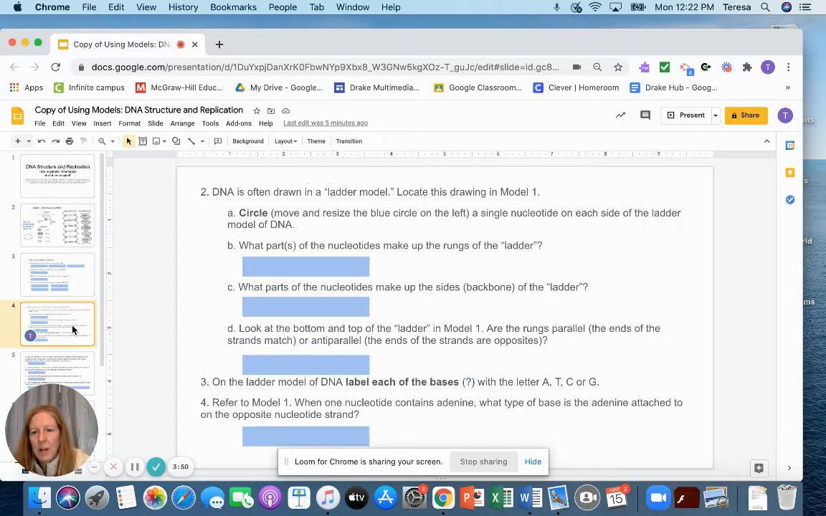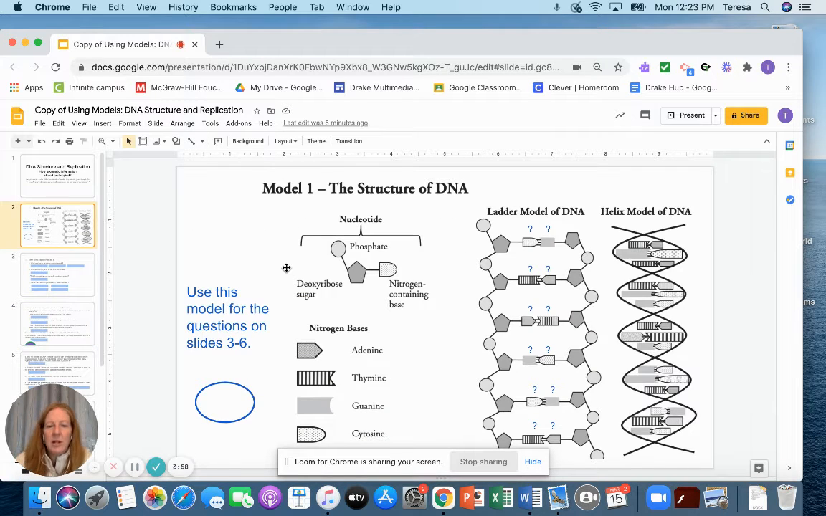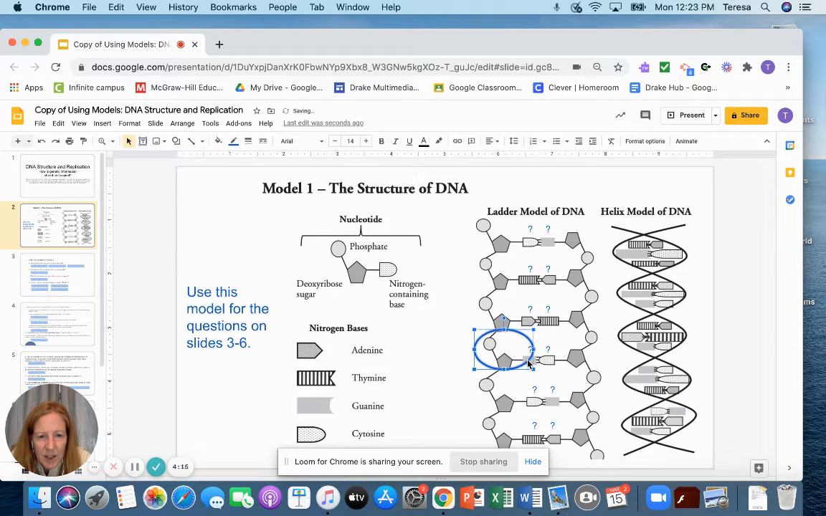In slide 4, it asks you to circle a single nucleotide on each side of the ladder. So I'm going to come to my picture here. I'm going to go to the circle, and I'm going to move the circle so that this is a nucleotide, right? A nucleotide has those 3 components. I'm just going to move that over to my DNA ladder, and I see that this is 1 nucleotide, a phosphate, a sugar, and a base. I'm going to make it a little wider to include the actual base here, and a little skinnier, so it's just 1. Then I also need 1 on this other strand.